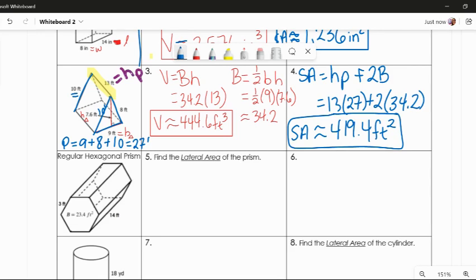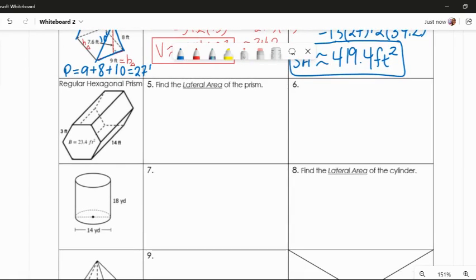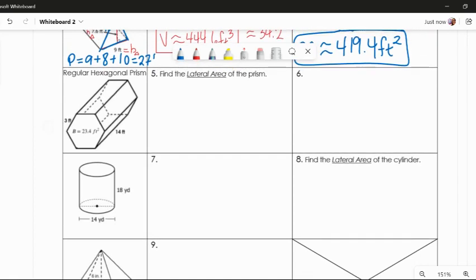Now let's take a look at the next one. It is a hexagonal prism. Its base is a hexagon, so it's a hexagonal prism. It's going to use the same formulas that we just used for a triangular prism. Those formulas are for all prisms except for the rectangular prism, which gets its own set of formulas because no one knows which side you're going to call the base.